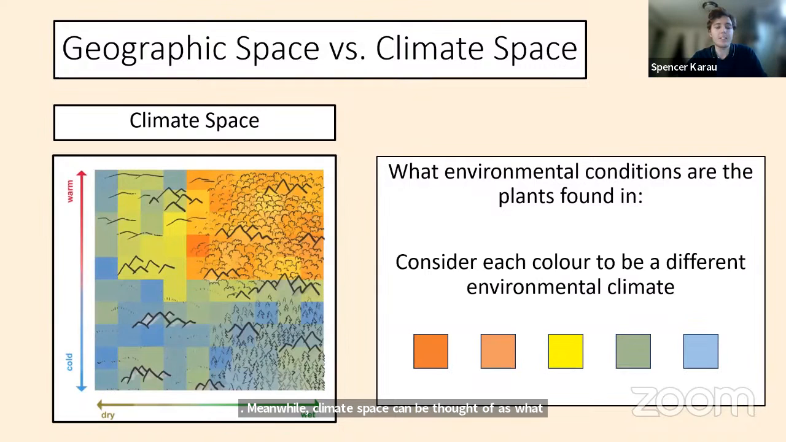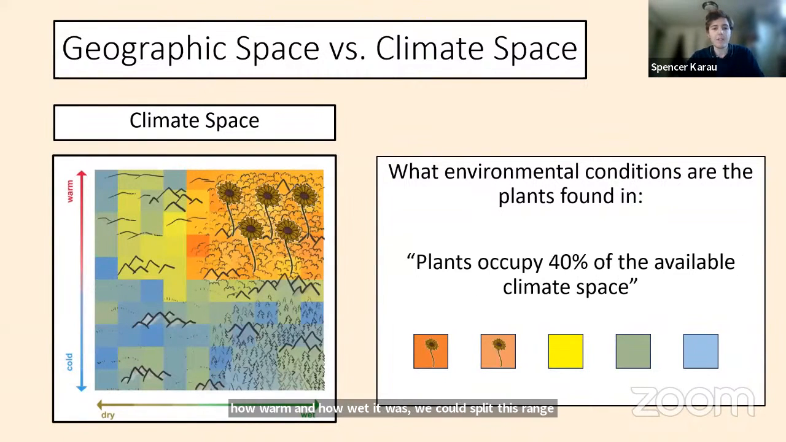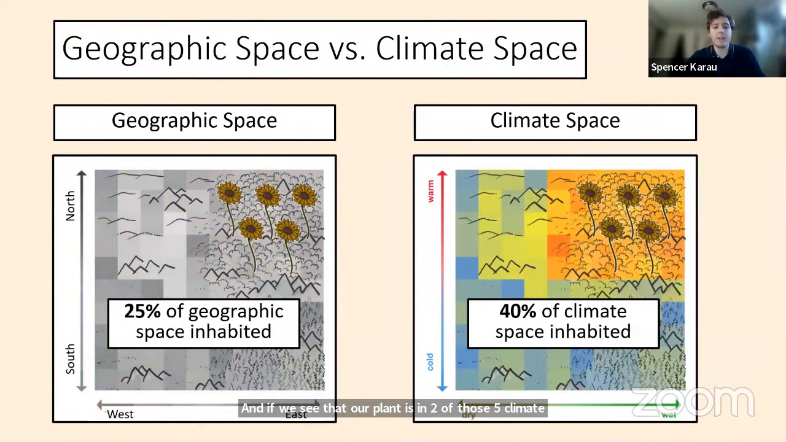So if you considered each of these different colored squares on our map to be a different climate based on how warm and how wet it was, we could split this range up into 5 different climate spaces. And if we see that our plant is in 2 of those 5 climate spaces, we could say the plant occupies 40% of the available climate space. So with that in mind, we can see how even though the plants are in the same spots in reality, the amount of geographic space and the amount of climate space they inhabit can be different.